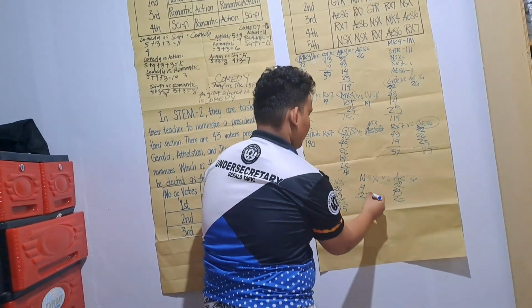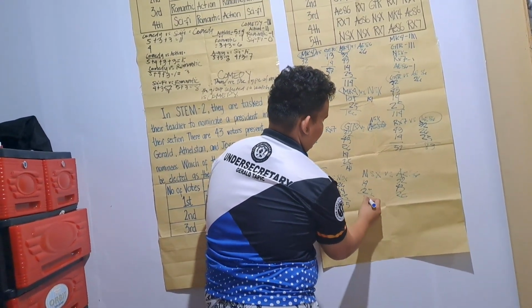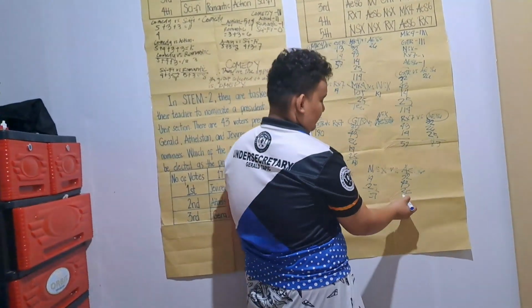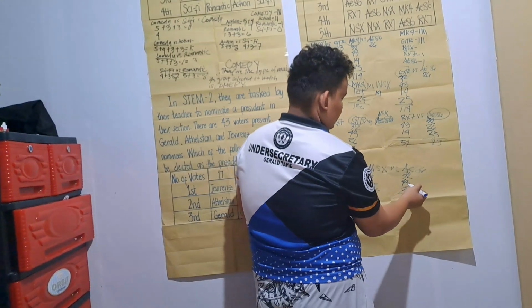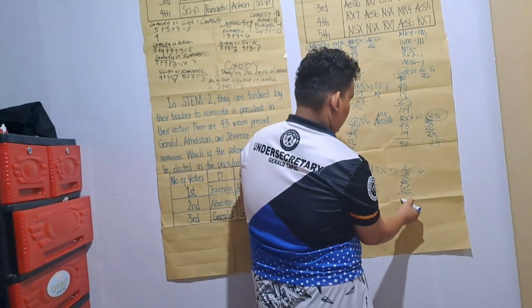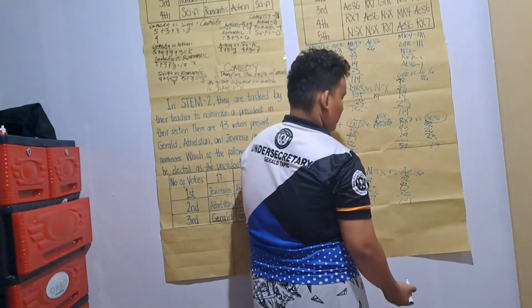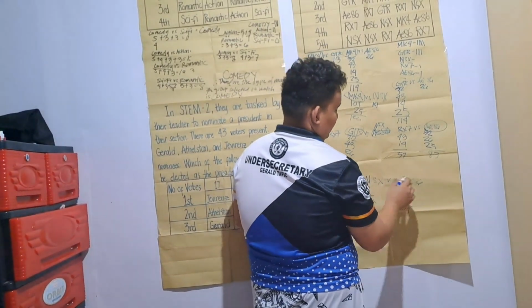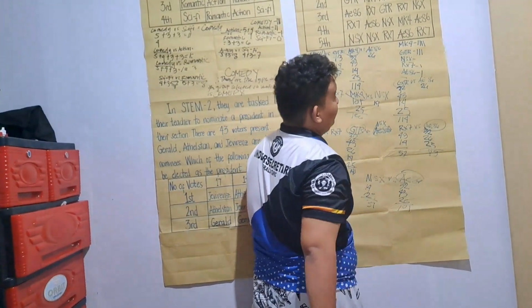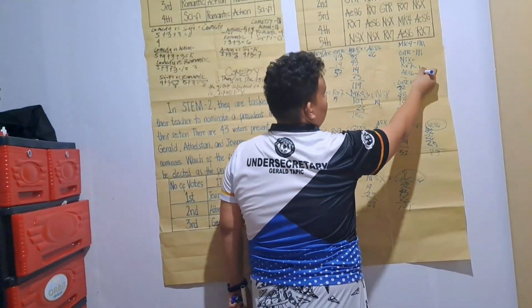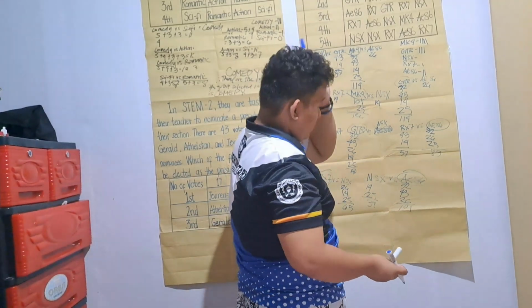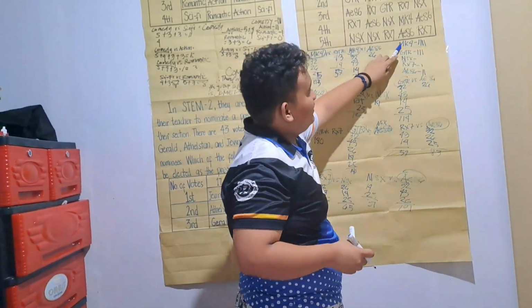So 14 plus 25 is 39. Then 32 plus 43 plus 26 is 101. So a total of 101 votes and 39 votes. So the winner in this matchup is A86. So A86 has 2 points. And there will be no more matchups because we've done all the matchups and the results are in here.